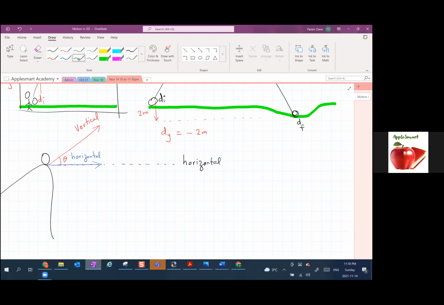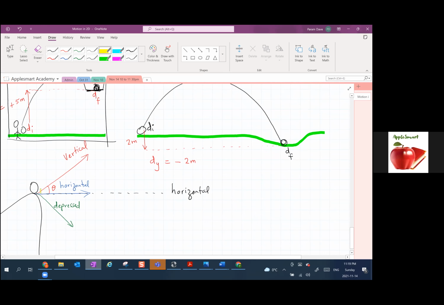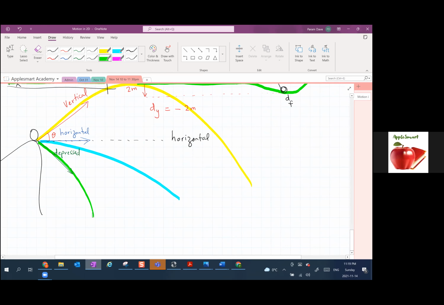There's one more style where you kick in sort of a depressed manner. So you're going below the horizontal. And so this is called a depressed launch. Okay, so the vertical launch is going to look like this. So the ball is going to go up and then land down. The horizontal launch is going to go straight and then down. And then the depressed is going to look like that. Okay, so 3 different types of launches. So you have to read the question and sort of gauge what kind of launch it is.